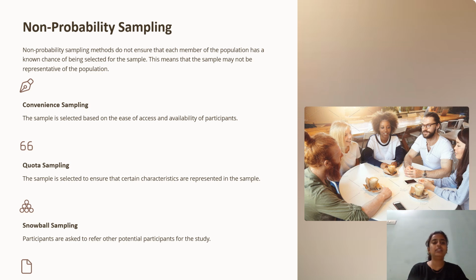Non-probability sampling methods do not ensure that each member of the population has a known chance of being selected for the sample. This means that the sample may not be representative of the population. In that also there are three types: convenience sampling, quota sampling, snowball sampling. Convenience sampling means the sample is selected based on the access and availability of participants. Quota sampling means the sample is selected so that certain characteristics are represented in it.